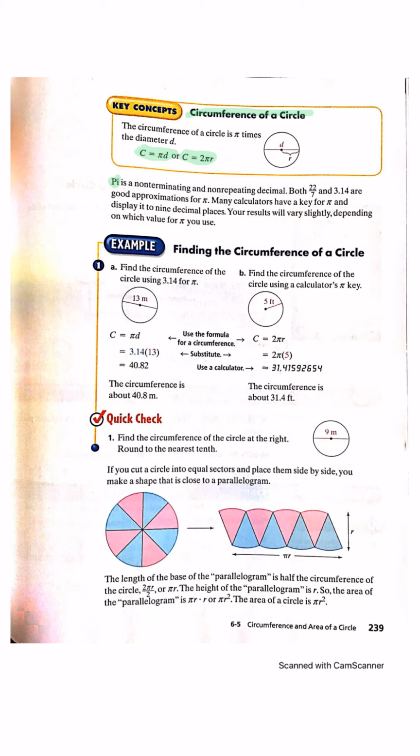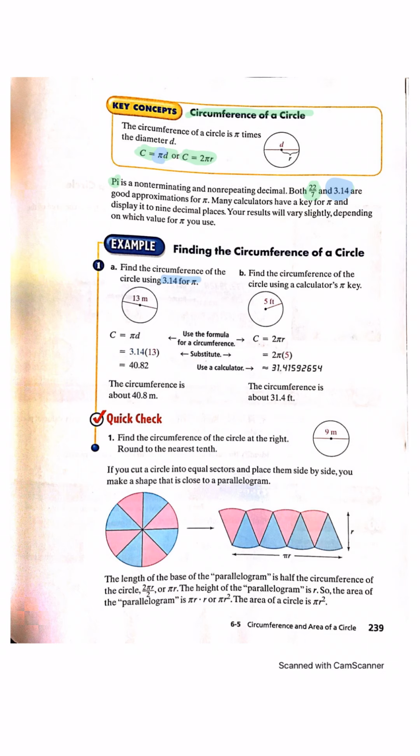So if you were to take this information and put it into the equation, the circumference is equal to 3.14 times the diameter. So anytime you see pi, you can substitute it with 3.14. Okay, so finding the circumference of a circle. Find the circumference of the circle using 3.14 for pi. So they're going to tell you exactly what to do there.